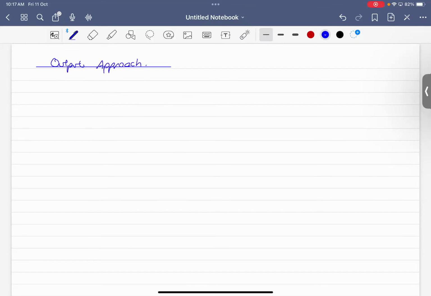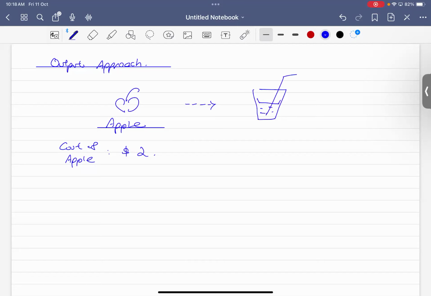Okay, output approach. Now, let's say I look into an apple. So this is an apple. The cost of the apple is, let's say, $2. Now let's say we use this apple to produce apple juice. And the cost of this apple juice itself is $5.